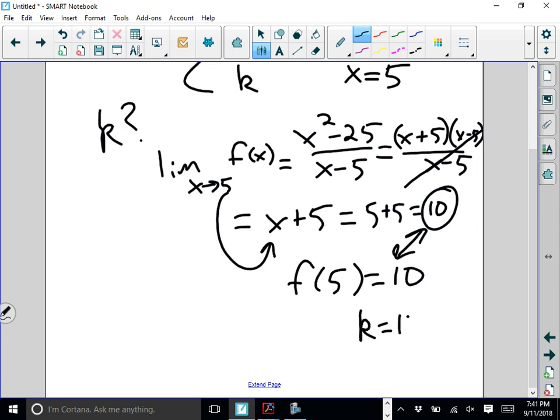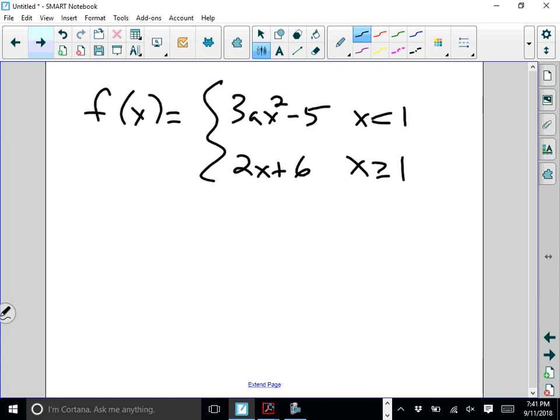Next. Here we have a function where, for x less than 1, we follow the function 3ax squared minus 5. For x greater than or equal to 1, we follow the function 2x plus 6. The question is, what value a makes f a continuous function at x equals 1?